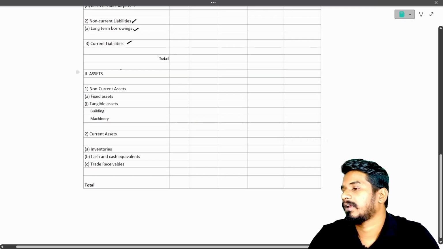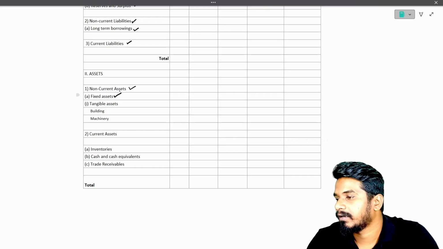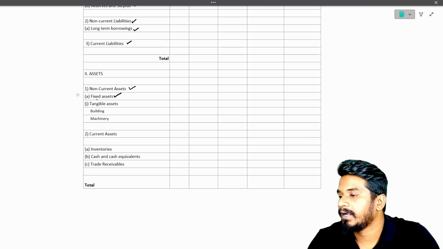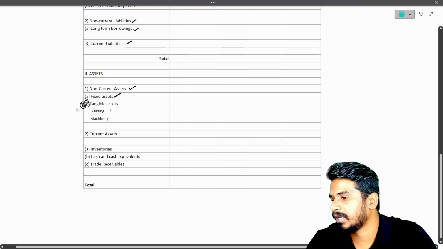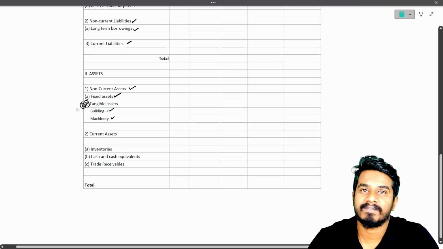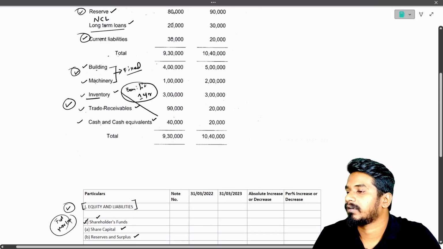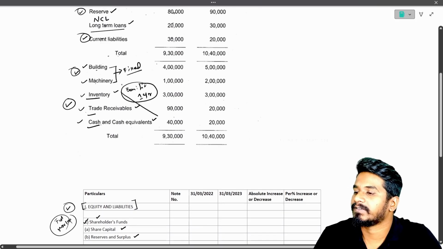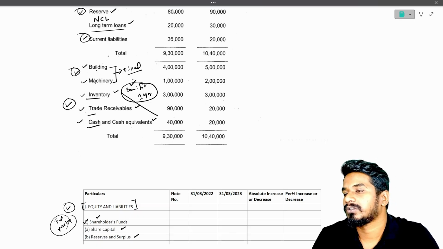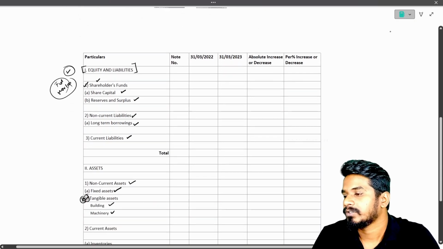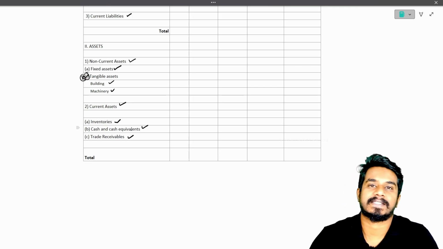So under non-current assets, we'll keep another head, that is fixed assets. And under fixed assets, you can keep tangible assets, or you can leave out tangible assets. Directly, you can put building and machinery under fixed assets. So building and machinery is sorted out. Another thing, inventory, trade receivables, and cash equivalents give benefit for only 1 year or within 1 year. So this will be considered as current assets. We'll show under current assets: inventories, cash and cash equivalents, trade receivables.